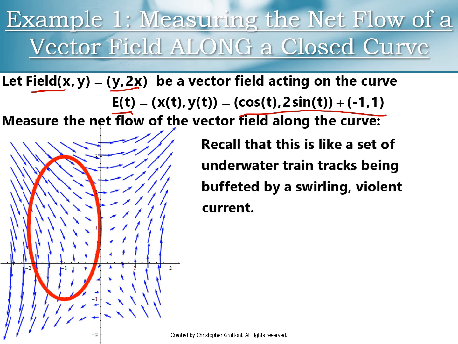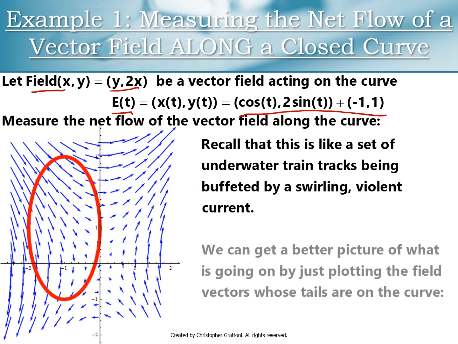If you remember the previous chapter, you can think of the red curve as a set of underwater train tracks, and the train, as it goes counterclockwise around that track, is being hit by the swirling currents that the vector field is causing. We want to think about the net effect of that vector field on our train as it takes a full loop around that curve. But that picture is pretty hard to interpret, so we can get a better picture by plotting the field vectors whose tails are on the curve.